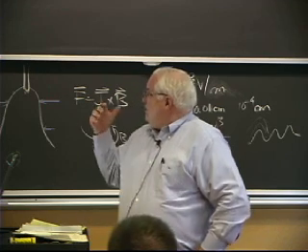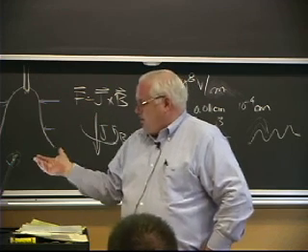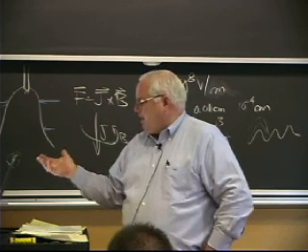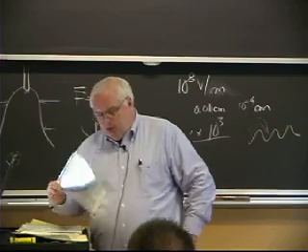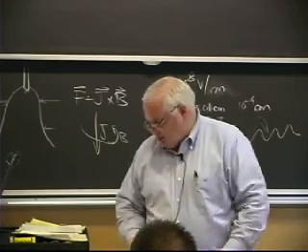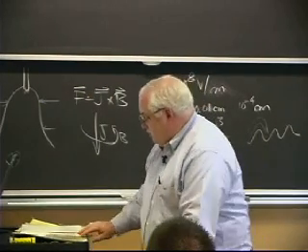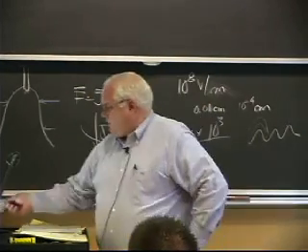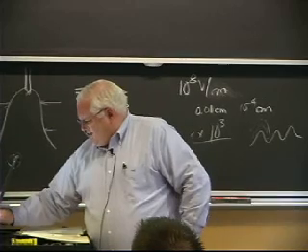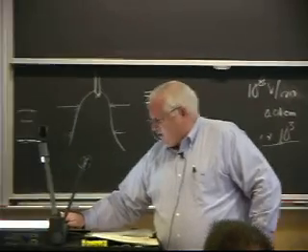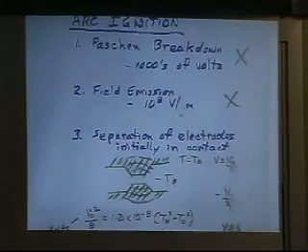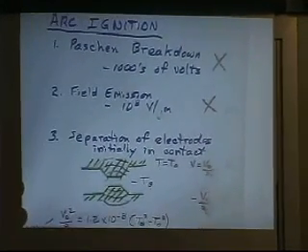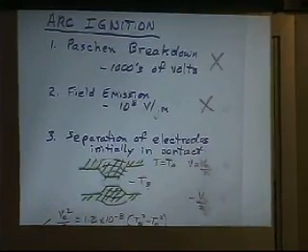So field emission is a real way of initiating an arc, getting electrons to carry the current in the gas, but it doesn't apply to welding, just like Paschen breakdown doesn't apply to welding, because I just don't have that much voltage. My typical open circuit voltage on my power supply is something on the order of 60 to 100 volts, and so that's why I can exclude each of these first two, because they just don't work for starting welding arcs.